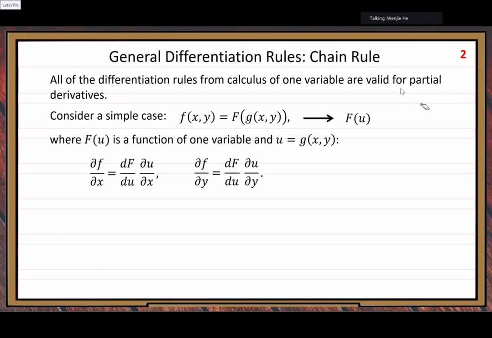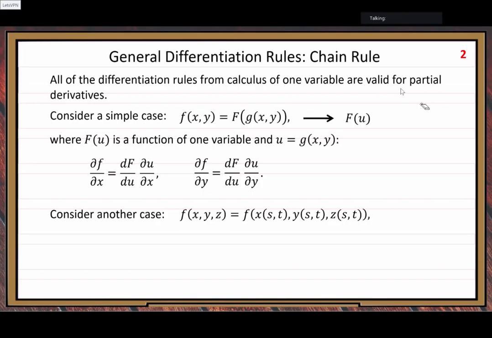Now, the simplest case, the first one. Now, in the second version, we consider another case. This time, it's a little more complex. The second one is a three variable function f. Three variables, and each variable is another two variable function.